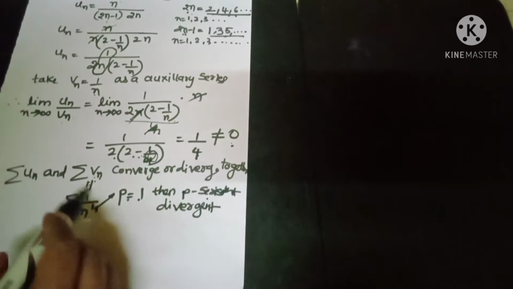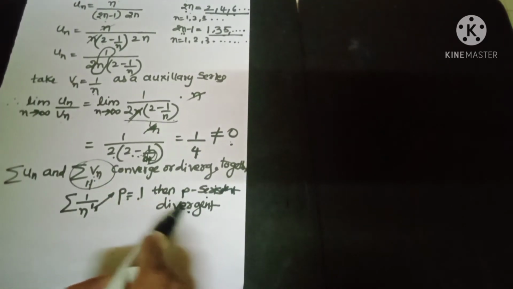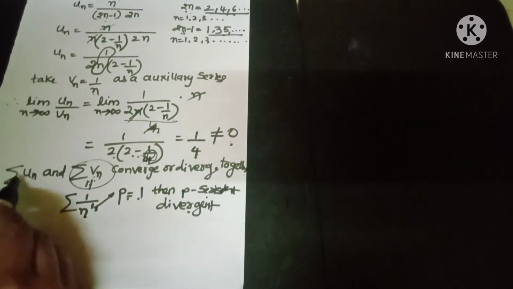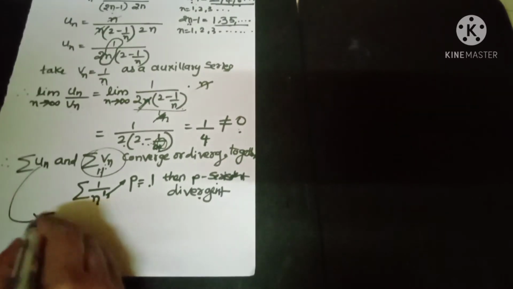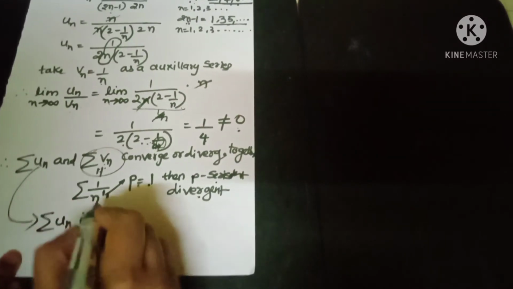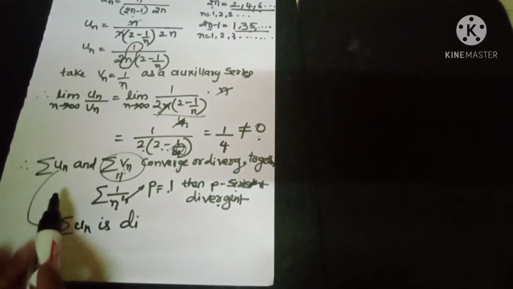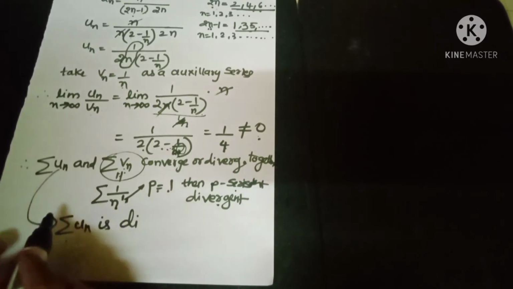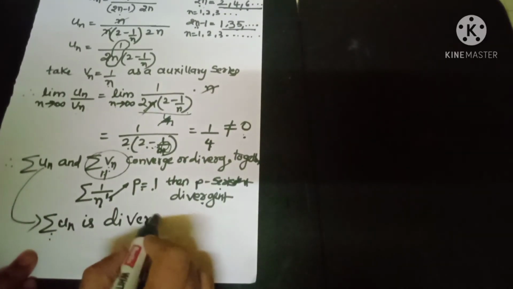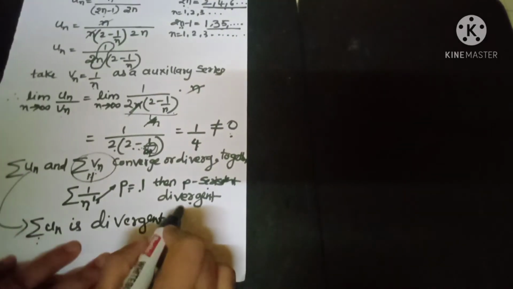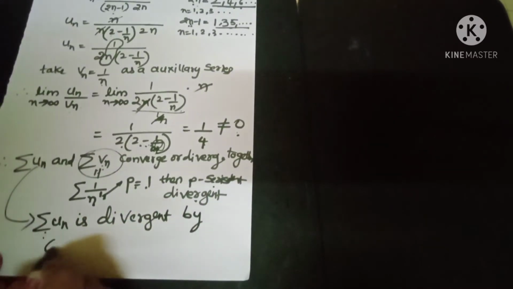Therefore, since these two converge or diverge together and this is divergent by the p series test, the given series is divergent. Our given series, this series, is nothing but the un series. This series is also divergent by the comparison test.